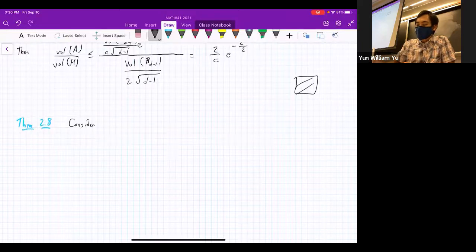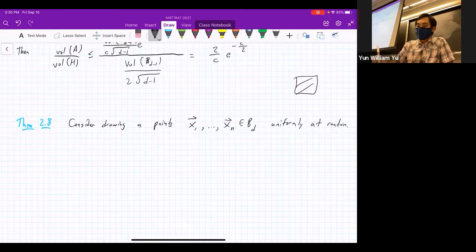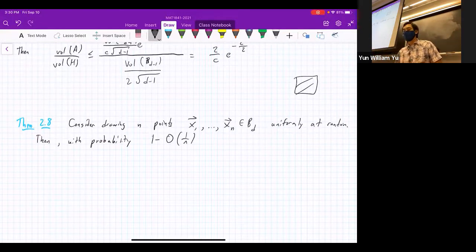Consider drawing n points. I'm going to try to use the vector notation, but if I forget, please tell me and I'll add it in. So we have n points in the unit ball B_d, drawn uniformly at random and independently. Then with probability 1 minus O(1/n), what are we saying here? We're saying that with probability almost 1, except you're subtracting out something that is at most of size 1/n, we know two things.